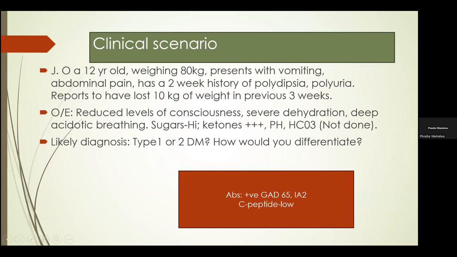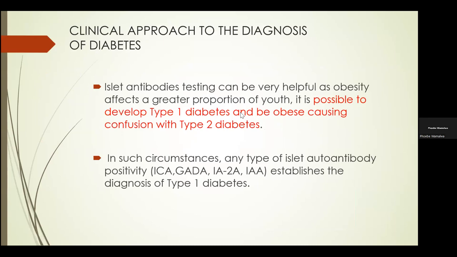And it was important we do this because islet antibody testing can be very helpful as obesity affects a greater proportion of youth. So it's possible to develop type 1 diabetes and be obese, causing confusion with type 2 diabetes, just like in this case. So in such circumstances, any type of islet antibody positivity establishes the diagnosis of type 1 diabetes.